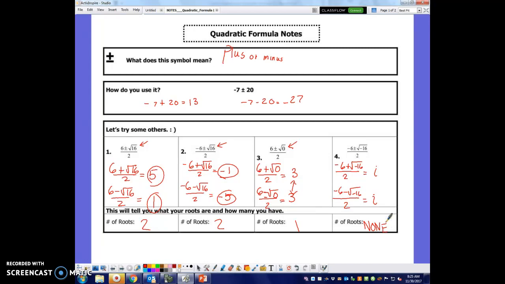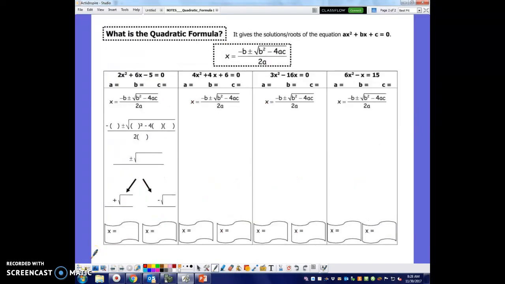Okay. That's where the imaginary comes in. And we knew that because the discriminant is less than 0. Okay, so now we're on the back side. Now we're going to plug in the letters into the numbers, into the formula. So, anything in front of x squared is a. So what is a here?